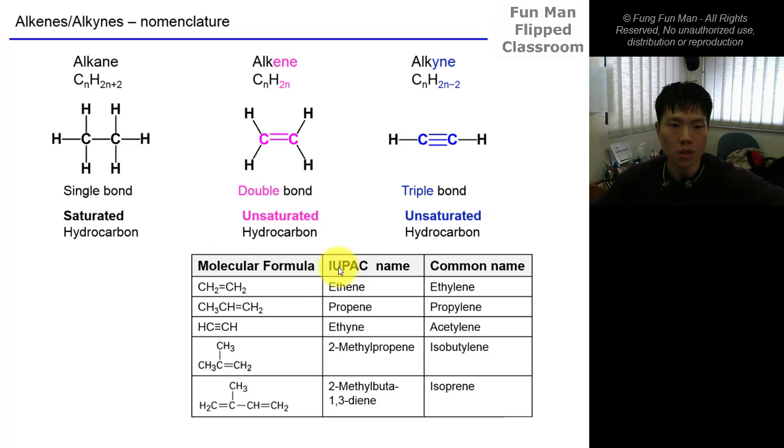So let's go through some of the IUPAC names and the common names. C2H4, which is the first member of the alkene series, we call it ethene under IUPAC. Common name is ethylene. Next, propene, propylene. First member of your alkyne series, ethyne. Some people call it acetylene. 2-methylpropene, isobutylene. 2-methylbuta-1,3-diene, isoprene. You encounter these kinds of common names in the polymer industry.